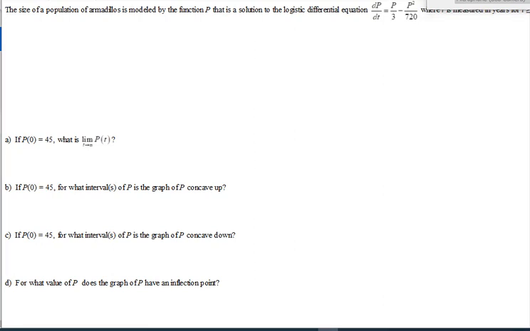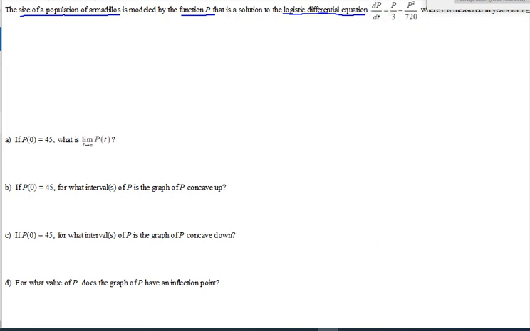These are the notes for AP Calculus on the topic of logistic growth continued. So logistic growth oftentimes is used to measure the growth of different populations. In this case, it says the size of a population of armadillos is modeled by the function p, and it tells you it's a logistic differential equation. Differential because it has a derivative in it.